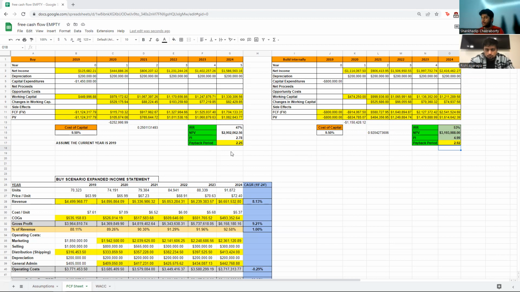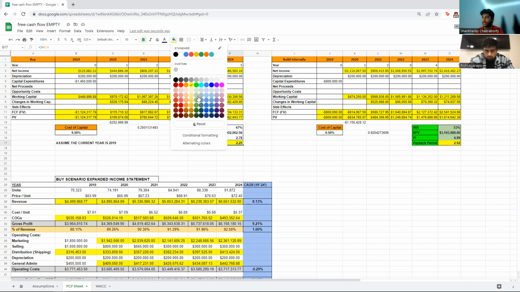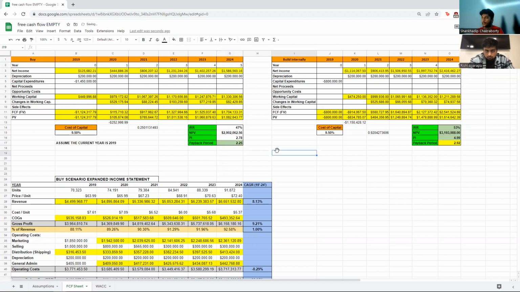So essentially, what do these two numbers mean? So the 2.25 is actually better because it means that the investors are getting their money back quicker in the buy scenario than if they invested in the build scenario. In the build scenario, you're getting your money back 2.92 years after investing. Whereas in the buy scenario, you're getting it back in 2.25 years. So it's not much, but it's a little bit of a win for the buy scenario.